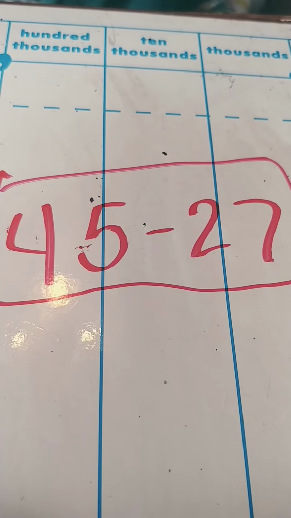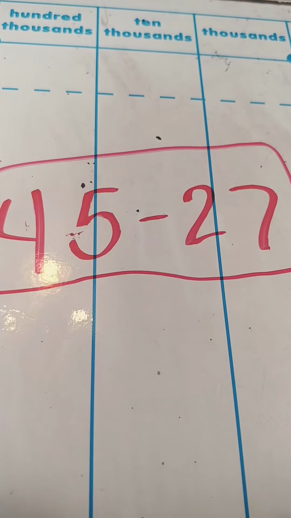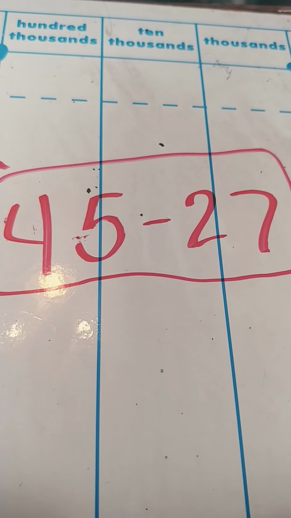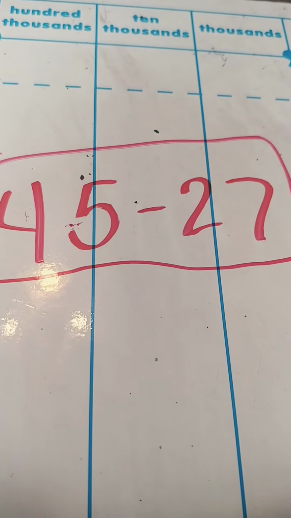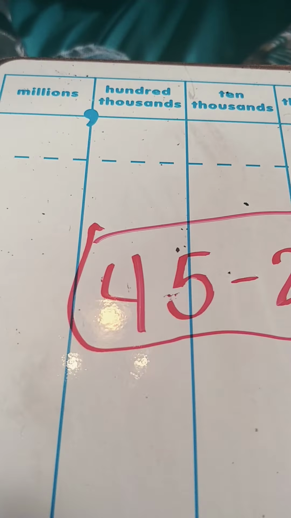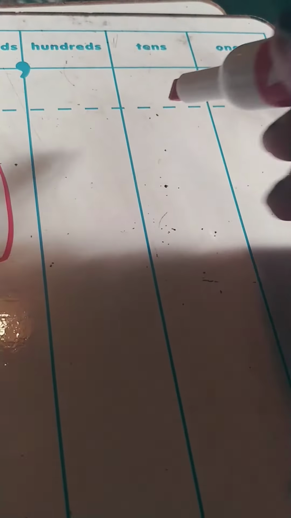So as you can see, it is horizontal. It's not vertical, it's horizontal. So what I'm going to do is write it vertically. And we have the hundreds chart here. If we know our place value, we know the 5 is in the ones place and the 4 is in the tens place. So I'm going to write it right here.